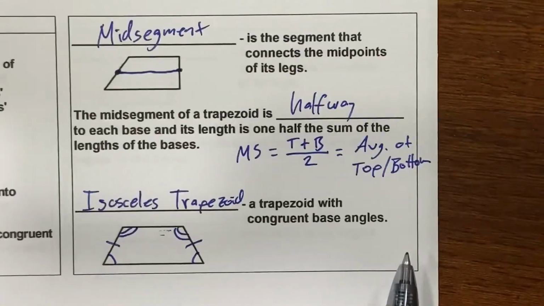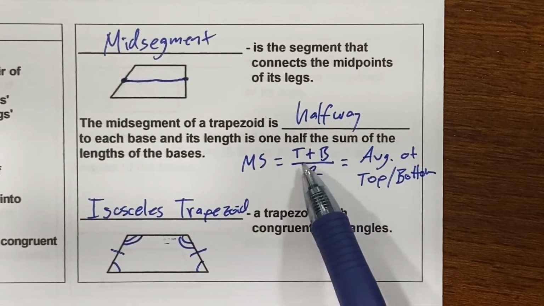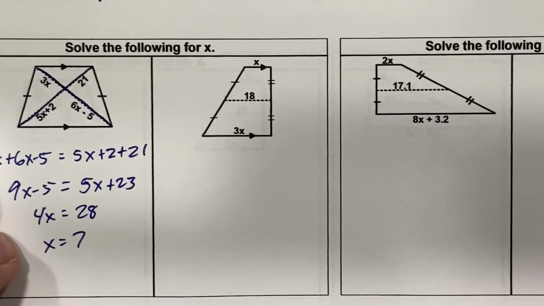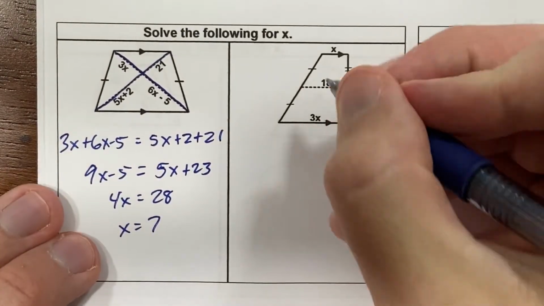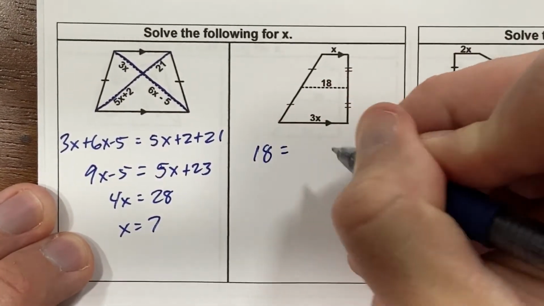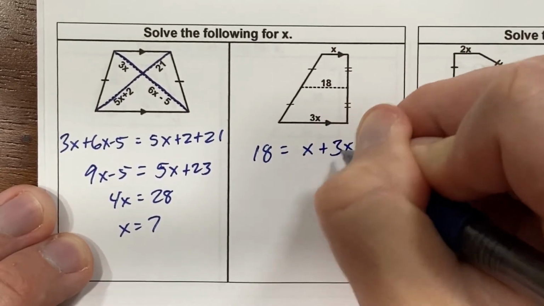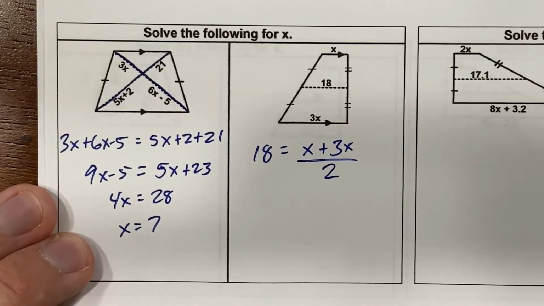And up here, we just said that the mid-segment is halfway. It's the average of the top and the bottom. So that means that 18 is the average of the top and the bottom. So add them and divide by 2.